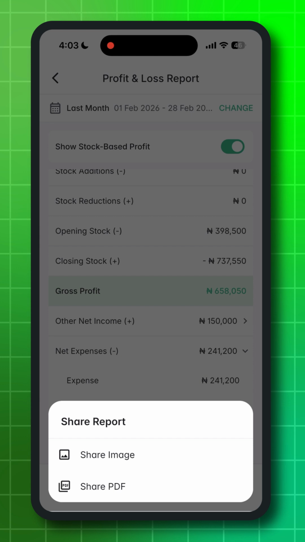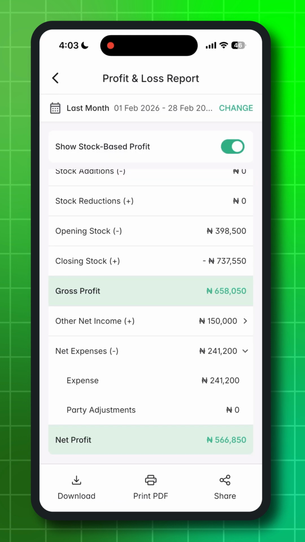This gives you a complete picture of how much you earn, how much you spend, how inventory affects your profit, and whether your business is truly profitable or not. This concludes the tutorial on how to view your profit and loss report.